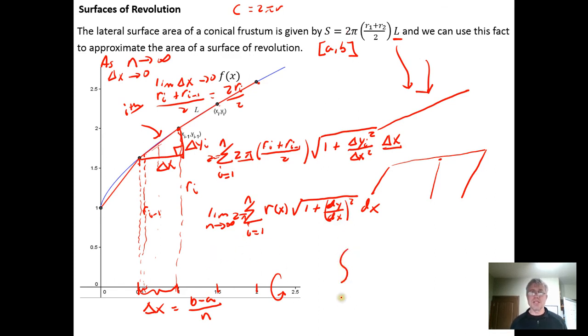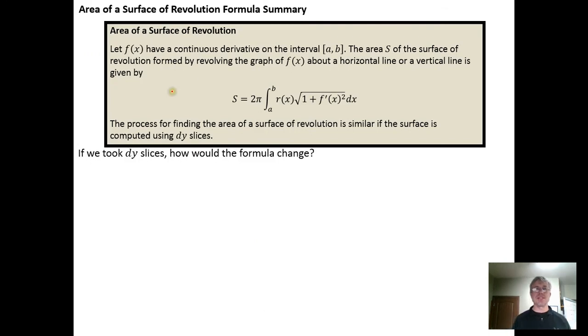So we wind up just getting the integral from a to b, summing everything up from the beginning to the end with the 2 pi on the outside. We need the radius as a function of x from here. And this is just the arc length formula from video 1. This is just, hey, take the derivative of x and square it times dx. And then this is going to give you the exact area of the surface of revolution. So this slide here summarizes that formula.